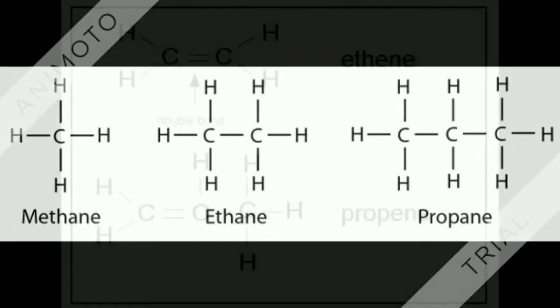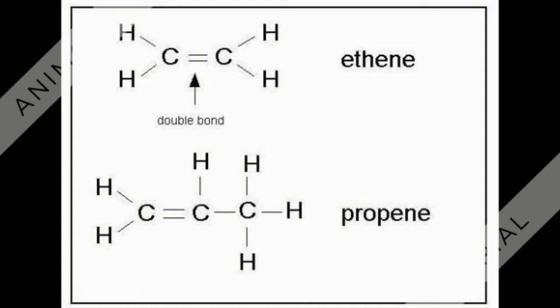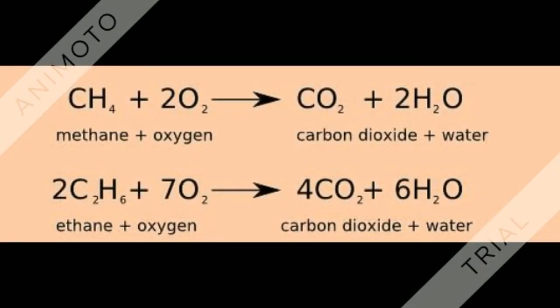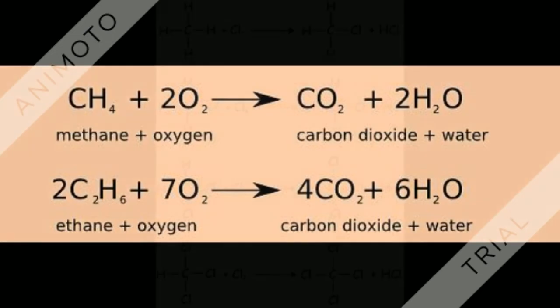For example, in a hydrocarbon with 2 carbons, each carbon atom will have 4 bonds, 3 with hydrogens and 1 with the other carbon. But to simplify this into a line drawing, the hydrocarbon is simply drawn as one single line. Hydrocarbons with 1 bond between each atom are called alkanes, and hydrocarbons with 2 bonds are called alkenes.